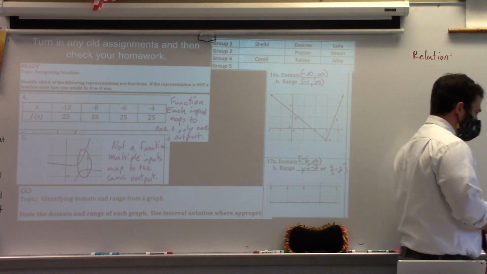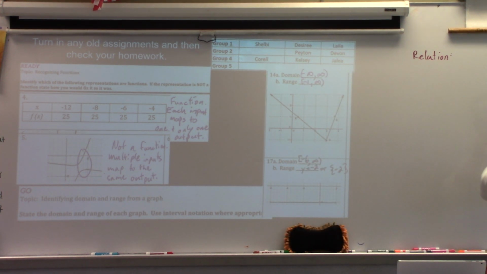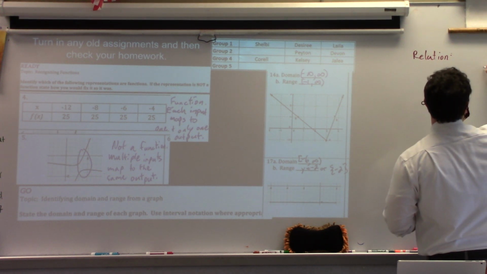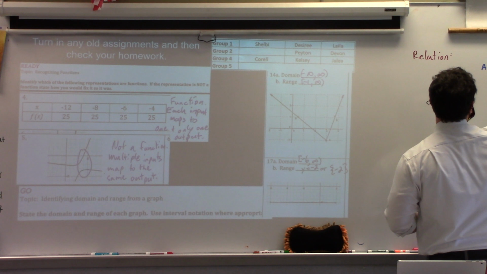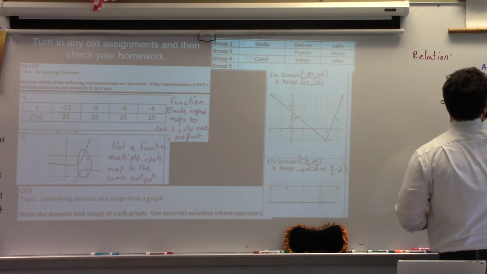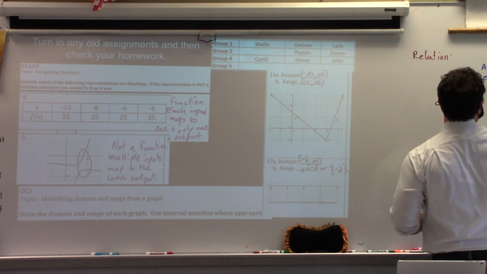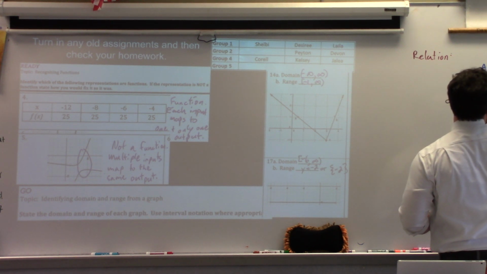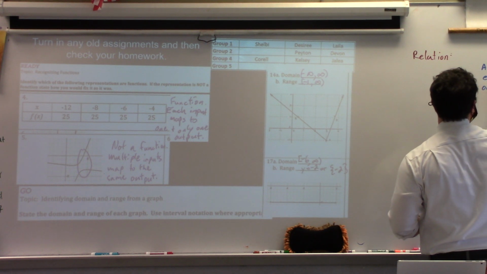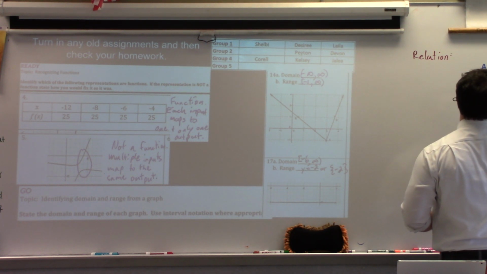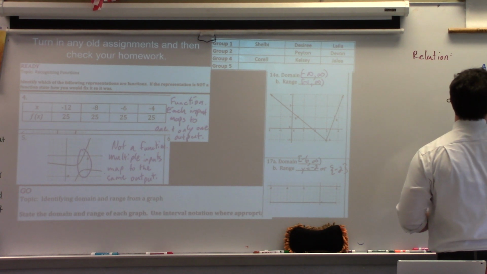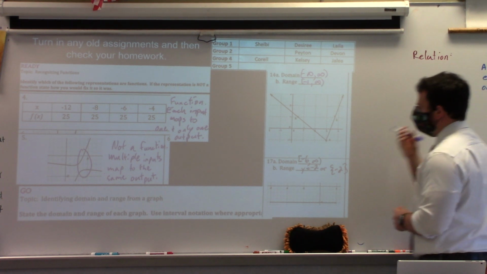So remind me what the definition of a function is. A relation such that each input maps to one and only one output. Right, we should have that definition written down. A relation such that each input maps to one and only one output. Alright, so we have that written on the board. We're going to come back to that in a second.